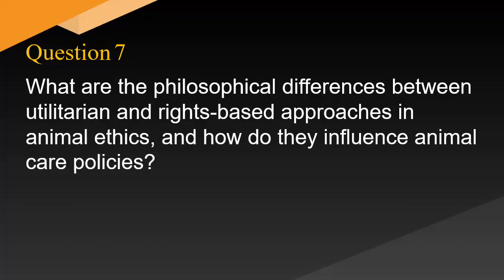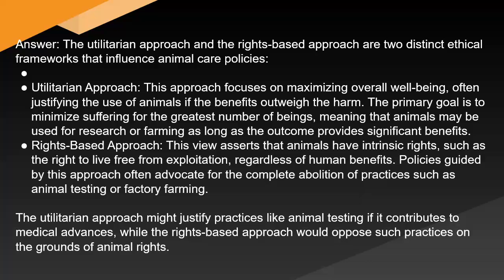What are the philosophical differences between utilitarian and rights-based approaches in animal ethics, and how do they influence animal care policies? Answer. The utilitarian approach and the rights-based approach are two distinct ethical frameworks that influence animal care policies. Utilitarian approach. This approach focuses on maximizing overall well-being, often justifying the use of animals if the benefits outweigh the harm. The primary goal is to minimize suffering for the greatest number of beings, meaning that animals may be used for research or farming as long as the outcome provides significant benefits.